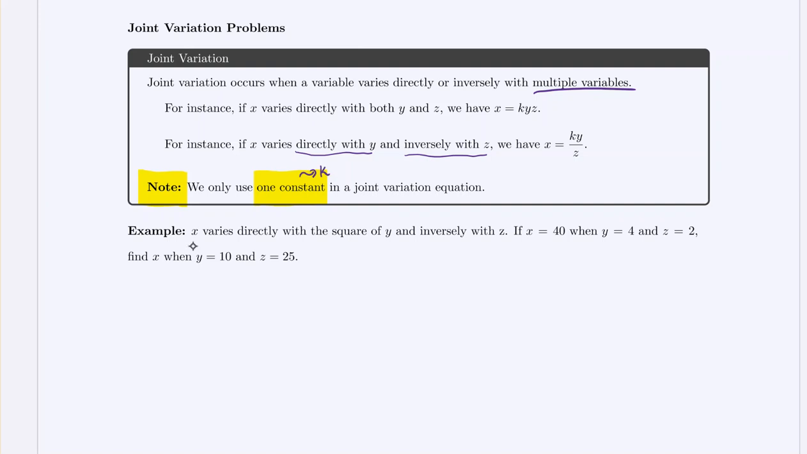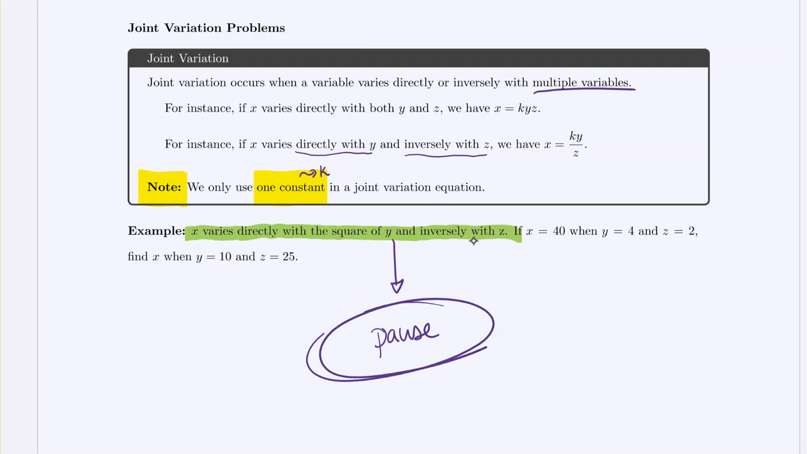Now here we've got our next example. X varies directly with the square of y and inversely with z. Now we've seen a few examples where we take a word description and we translate it into an equation for joint variation. So why don't you take a moment to attempt that on your own? Try to translate this word description into a joint variation equation. Pause the video and then unpause to check your work.